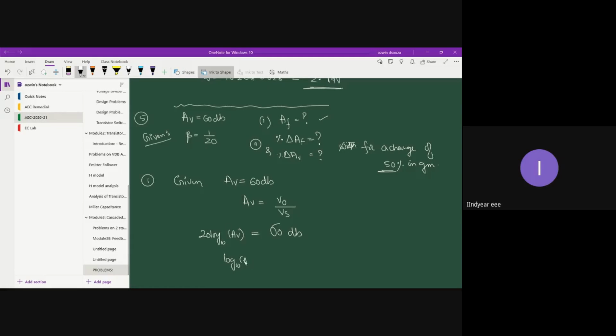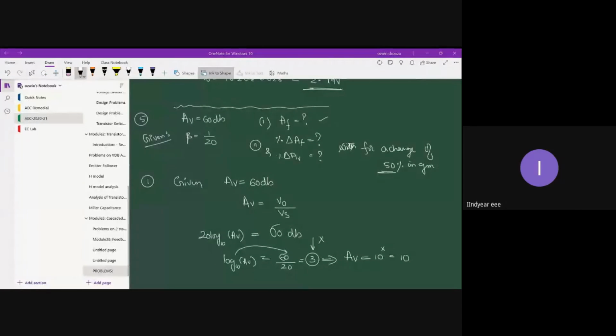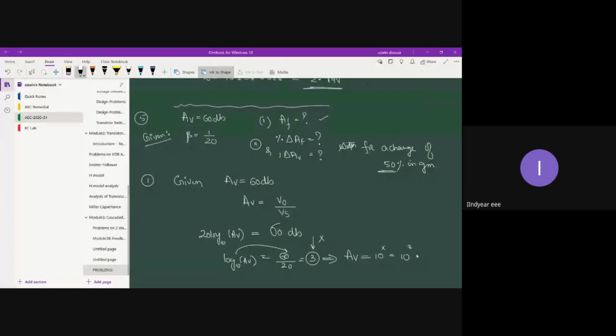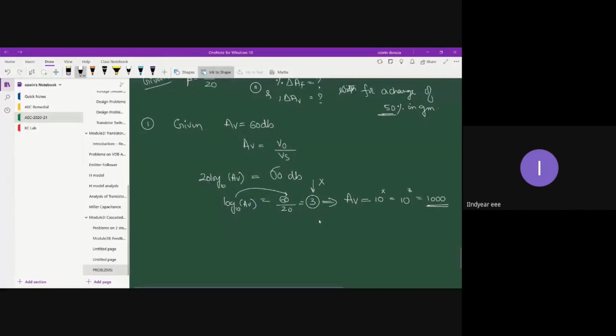Log to the base 10 of AV is equal to 60 by 20, that is 3. That implies you have to take the anti-log. So AV is equal to the anti-log. What is the anti-log of log to the base 10? It is 10 to the power x. What is x? x is the right hand side term. So it is 10 to the power 3, so that is 1000. So 1000 is the gain of this particular amplifier.